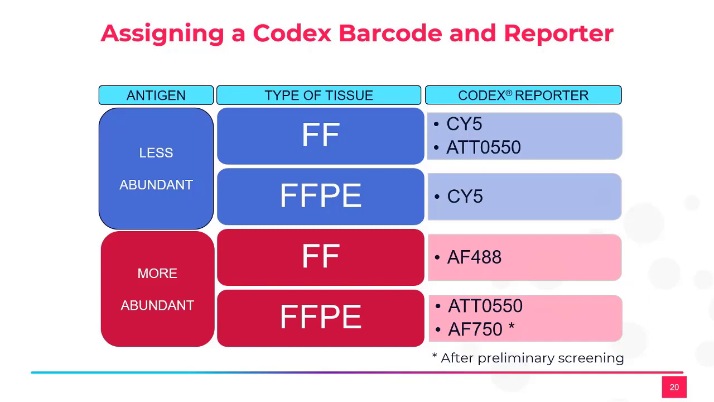Now, if you're using AF750, we suggest performing a preliminary screening on a different channel. And this extra step is recommended as camera sensitivities tend to decrease approaching the near-infrared region. And comparing the staining given by the same marker on a different channel might be helpful for establishing optimal exposure times.